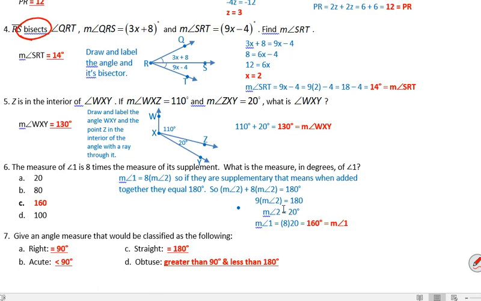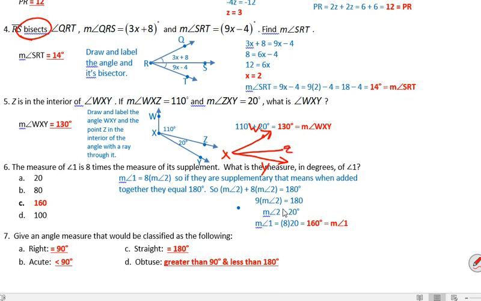Number 5 says Z is in the interior of WXY. So WXY is an angle. We're going to draw it, just draw it. And then we're going to label, it says that Z is in the interior. Now, most of y'all probably would have just drawn this like this. And I get that, and that's fine, saying W, X, Y, and then we know that Z's in here somewhere.